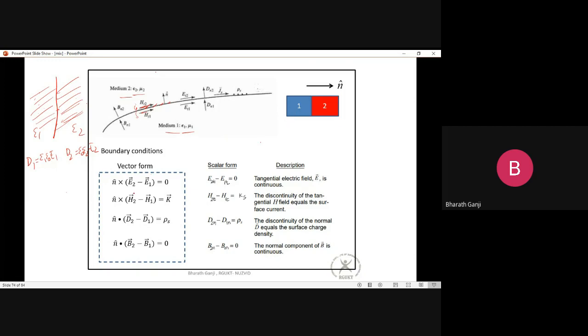So if you know the fields in the two regions, you can simply see that n cross of the difference is equal to 0. Whenever I have to talk about the tangential components, I'm taking n cross. If I want to talk about the normal components, I'm taking the dot product. Why do I do it?